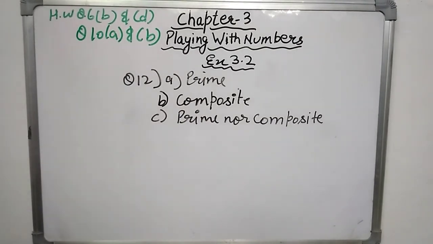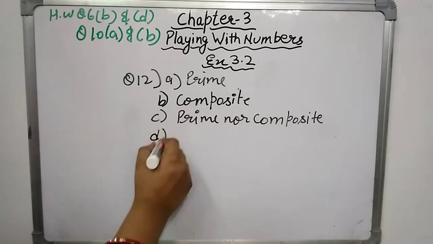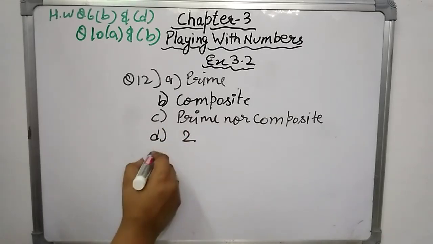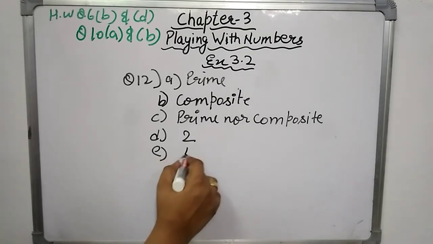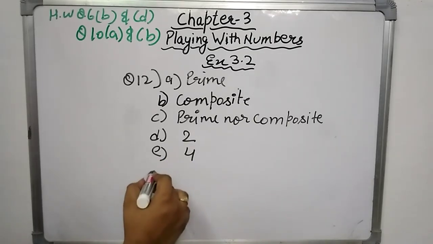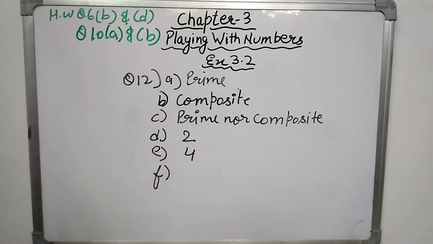Next, the smallest prime number is 2. The smallest composite number is 4. The smallest even number is 2. So with this, we finish our exercise 3.2.